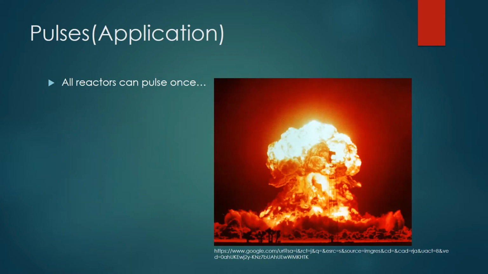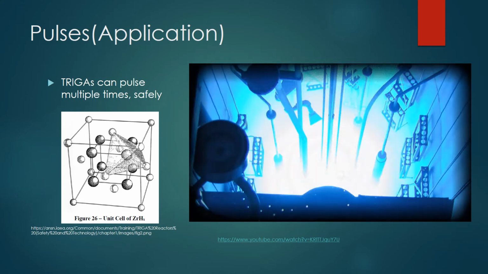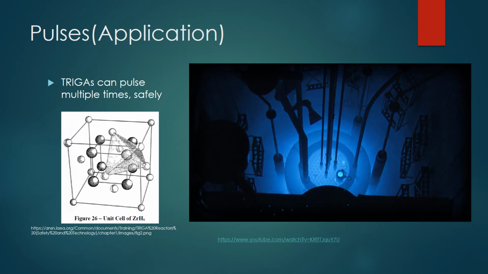All reactors have the ability to carry out what's known as a pulse once, but only certain reactors can pulse repeatedly while maintaining reactor integrity. A pulse is an insertion of more than $1 of reactivity, which results in the reactor becoming prompt supercritical, a state where the neutron population is increasing exponentially on fission neutrons alone. When prompt supercriticality occurs in a bomb, an explosion occurs. When it occurs in a trigger reactor, the characteristic pulse occurs.